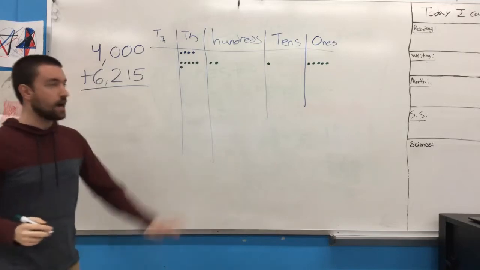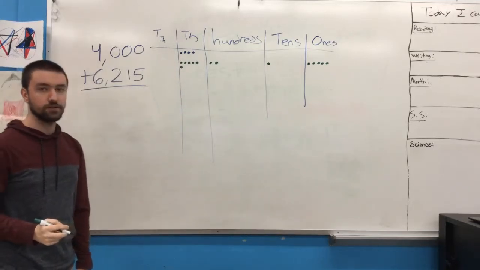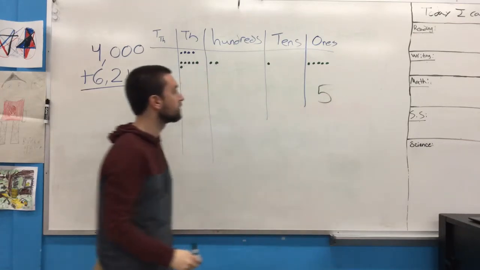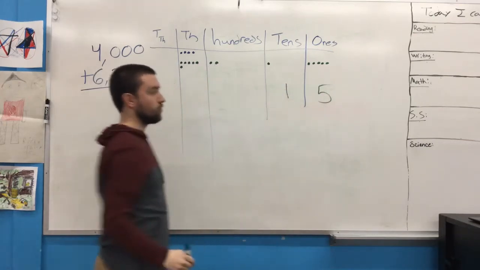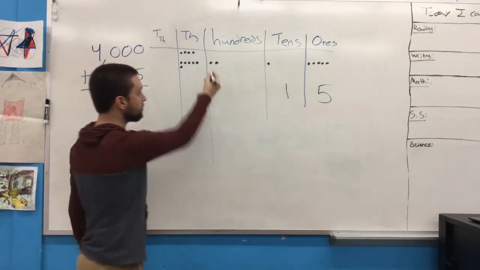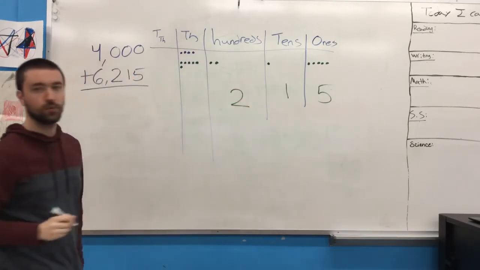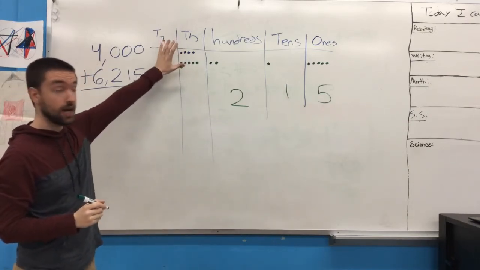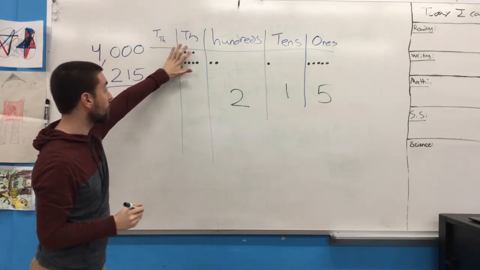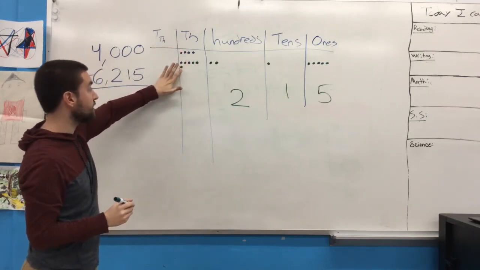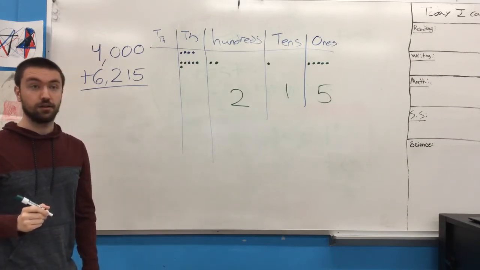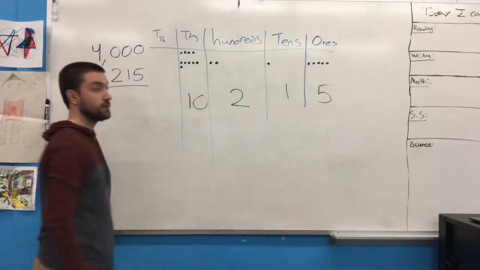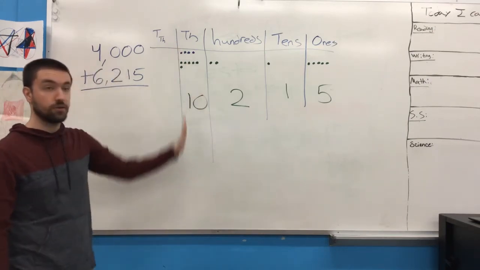Okay. Now that I have this, I just need to add up my place values. Well, there's 5 here, so that's a 5. There's 1 here, so that's a 1. There's 2 here, so that's a 2. Now, I need to count my dots in my thousands place because there's a lot here. 1, 2, 3, 4, 5, 6, 7, 8, 9, 10. Oh, I have 10 here. I can't write a 10 here. You can't have 2 digits in one place value.